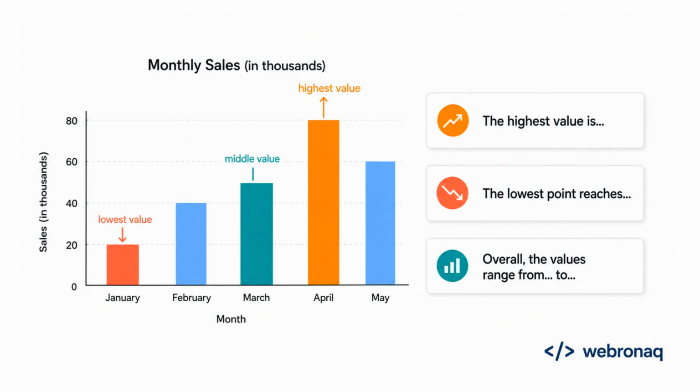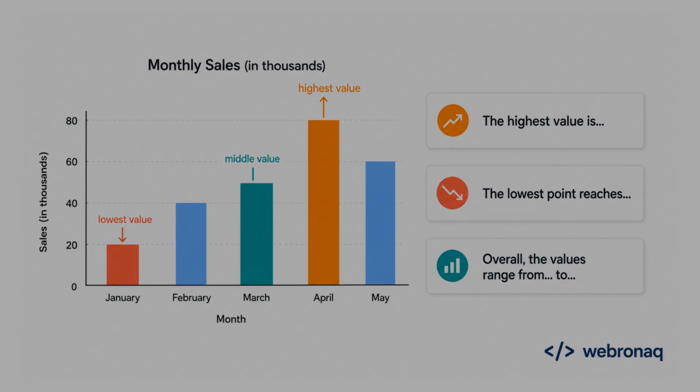These phrases work for almost any chart. Highest, lowest, and range. Those 3 words will carry you a long way. Once you can name the values confidently, the next step is spotting what they are doing over time, and that is exactly where we are heading next.